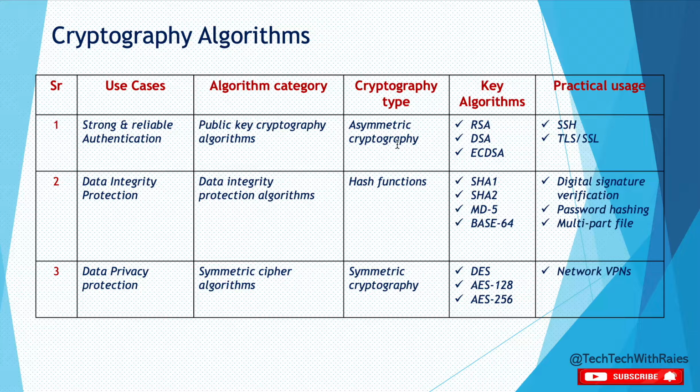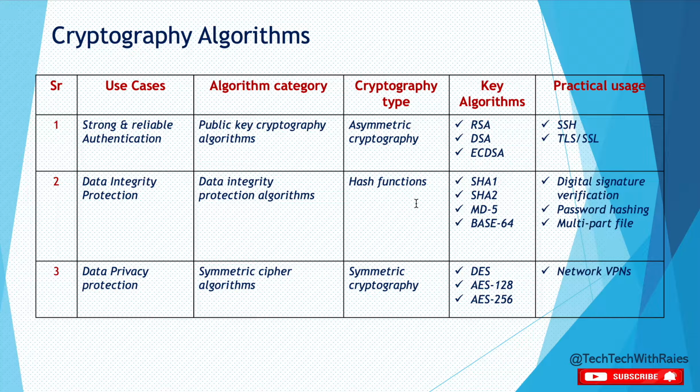For public key cryptography, which is basically used for strong and reliable authentication, the algorithms we use to encrypt and decrypt data are RSA, DSA, and ECDSA. You must have heard about all these algorithms. For example, RSA and DSA are very frequently used in SSH, right? SSH keys, different SSH keys, so you can simply recall it. What is the practical use case of this particular model? That is SSH or TLS or SSL.